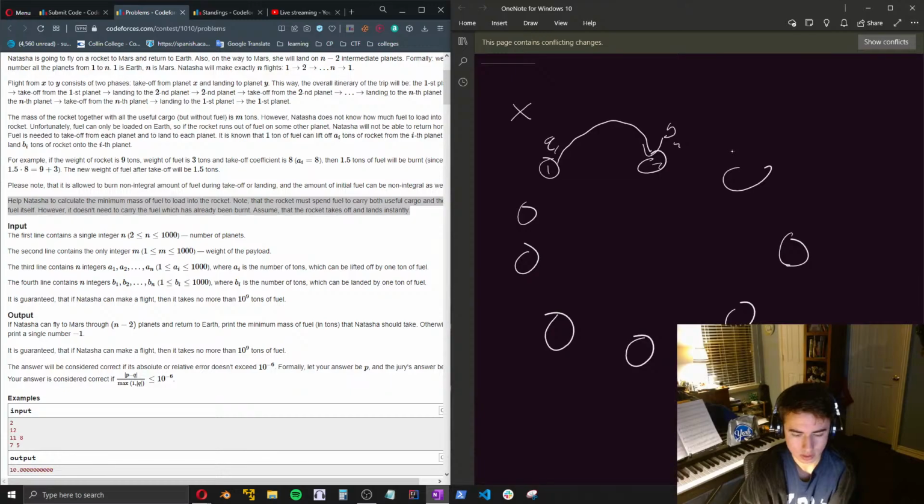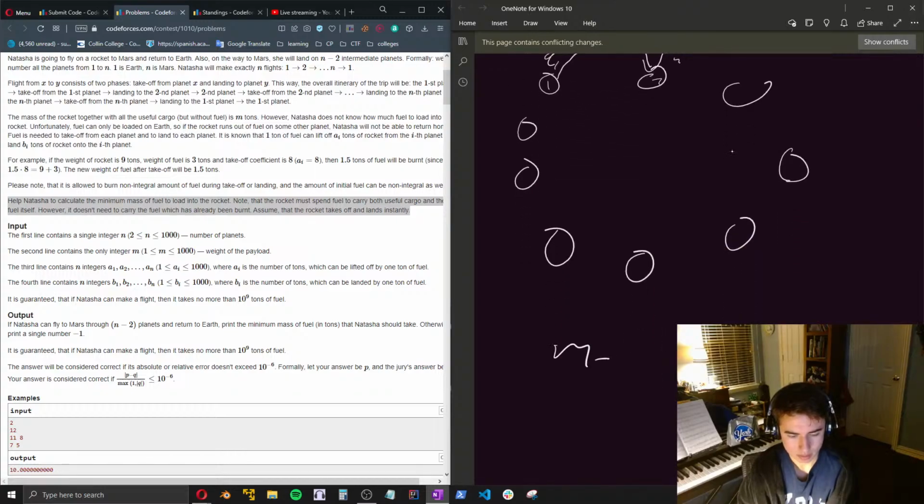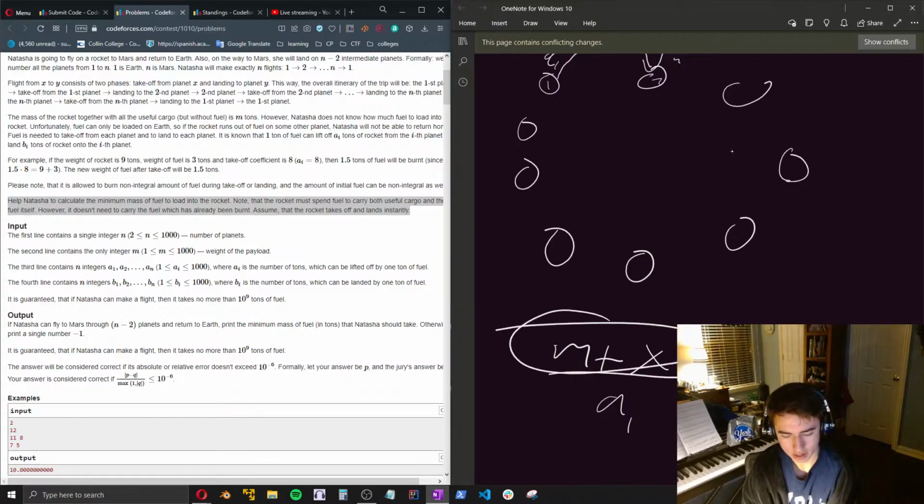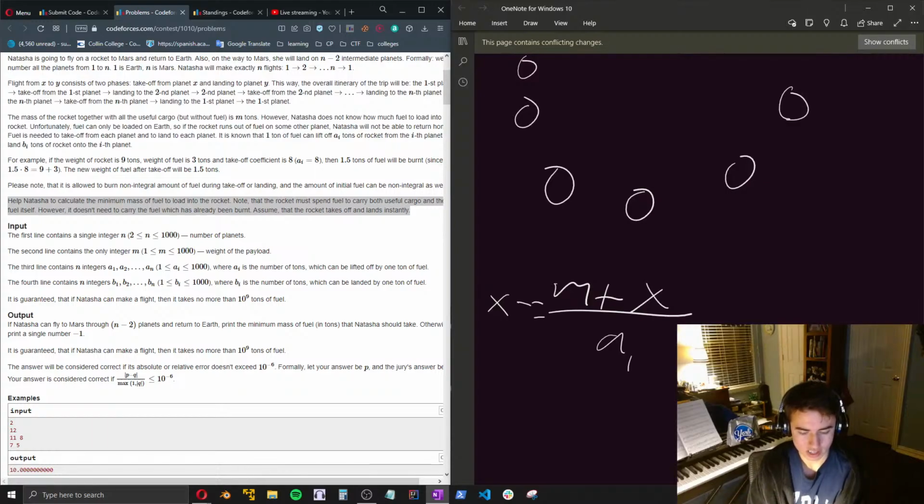Now let's say you start with X tons of fuel. So then I guess after the first takeoff, you have to use (M plus X) divided by A1, right? That's what they're doing here. Because this is like the total weight, including the fuel, and then this is like the coefficient. So then you do X minus (M plus X) over A_i. And then we need the minimum amount of fuel that Natasha should take.